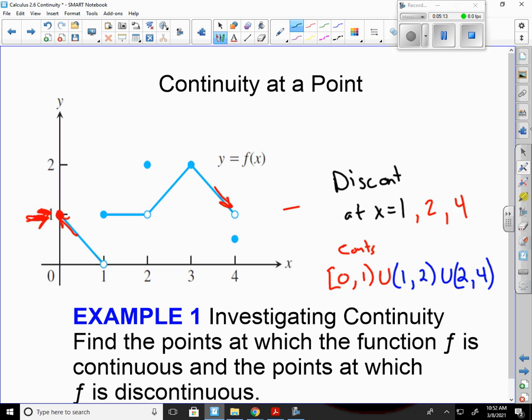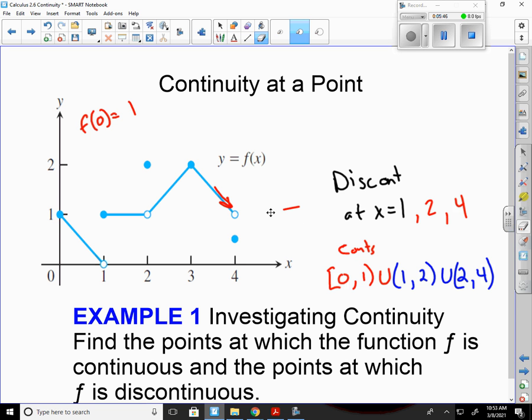In this case, if I plug, say, f of 0 in, if I plug 0 into my function, it gives me 1, because that's what my y is when x is 0. If I look at my limit as it approaches from the right, my graph is getting closer and closer to 1. So since my limit is the same, this is continuous at this endpoint.